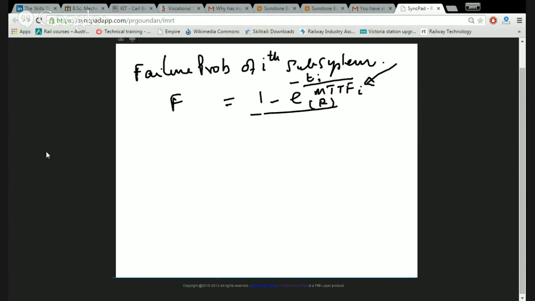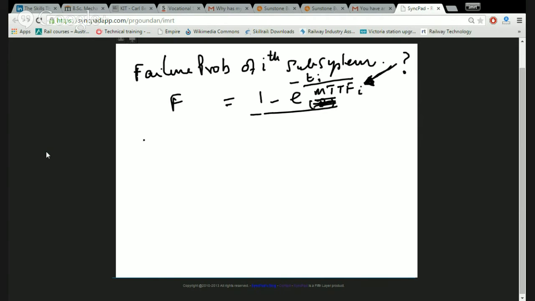I put my variable. I'm interested in this parameter MTTF to find, for the ith subsystem, what is the MTTF. So I just wrote this because this parameter, e power minus lambda t, where lambda is 1 by MTTF, is the reliability, and 1 minus r is the failure probability of the ith subsystem failing. Because Ti, we said, is the mission time for the ith subsystem, that is known. MTTFi I do not know, which I want to find out. So I'm saying that the failure probability of the ith subsystem is this.